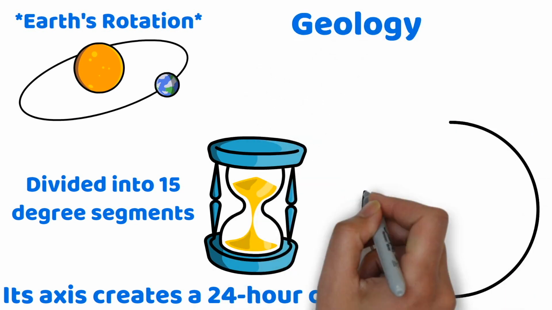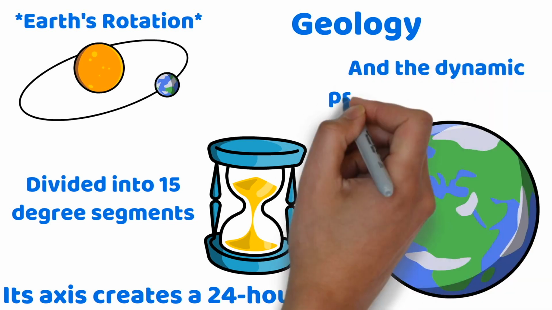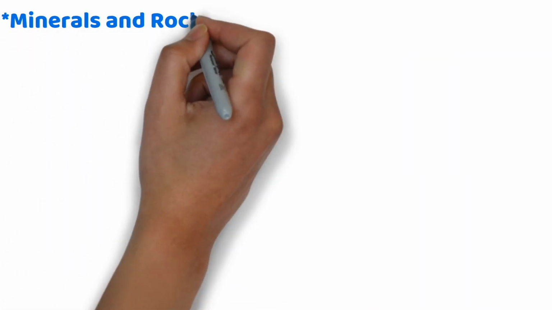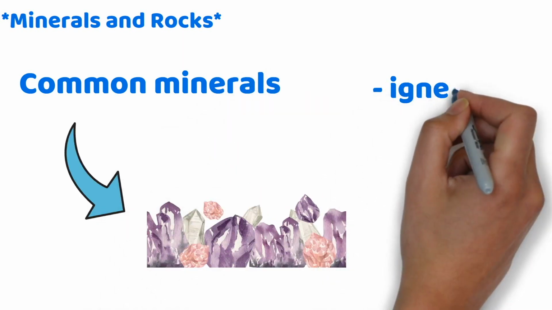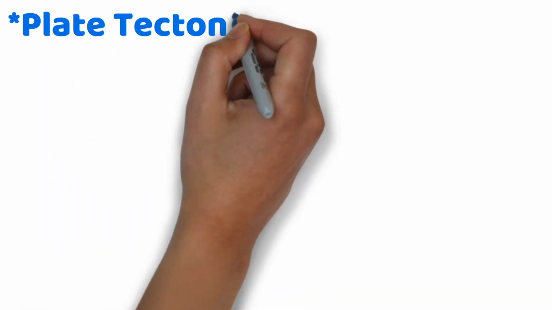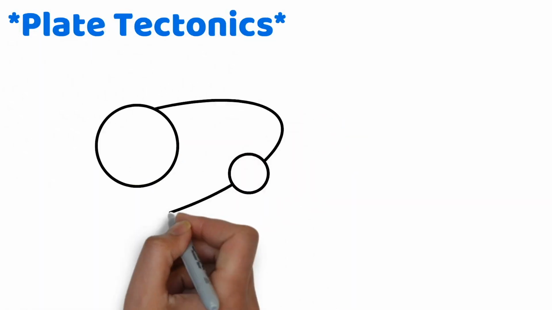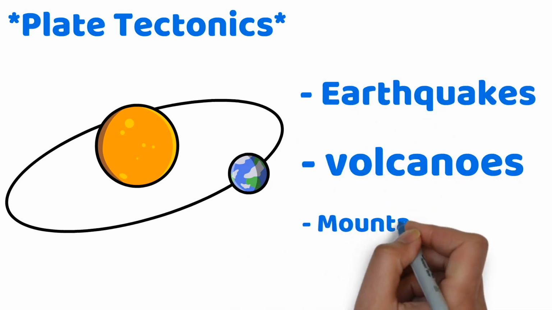Moving next to geology, which provides insights into Earth's physical structure and the dynamic processes shaping it. Minerals and rocks. Common minerals include quartz and calcite, and rock types such as igneous, sedimentary, and metamorphic. Plate tectonics. This theory explains the movement of Earth's plates and the associated phenomena like earthquakes, volcanoes, and mountain building.